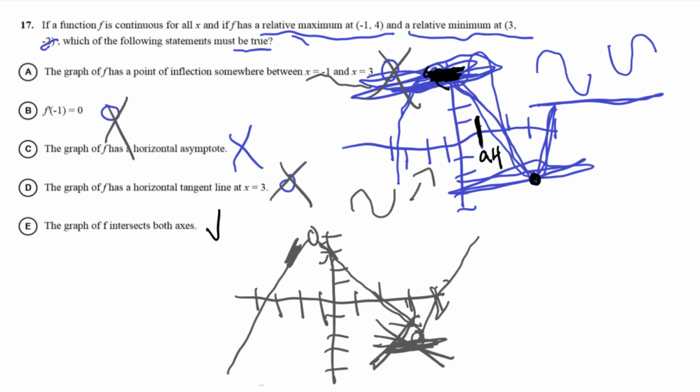And then we go back to E. The graph of f intersects both axes. This example does not make this answer wrong. It still has to go through the y-axis and the x-axis, because it's going from -1, a negative value of x, to a positive value of x, which means it has to go through the y-axis. And then it's going from a y value of 4 to a negative value of y equals -2, which means it has to go through the x-axis. So we can say E is the correct answer.